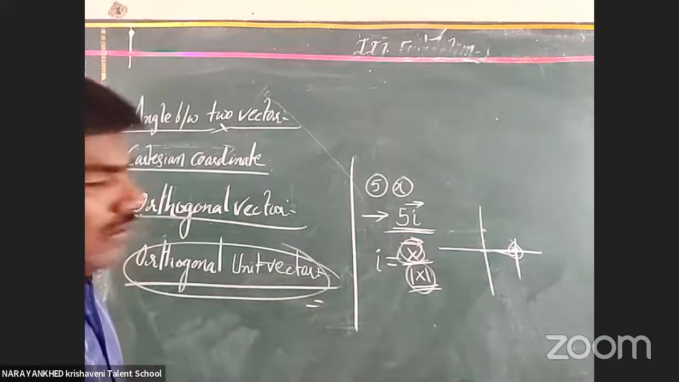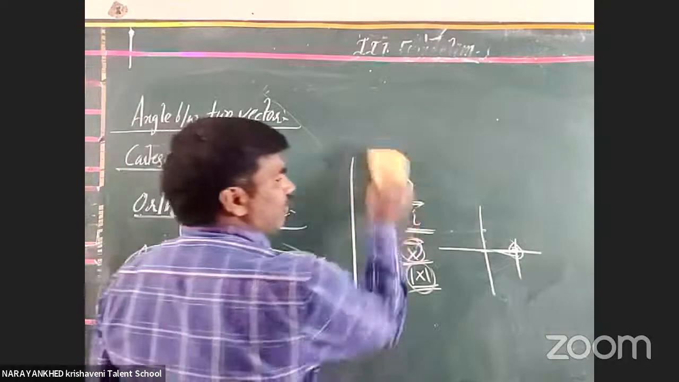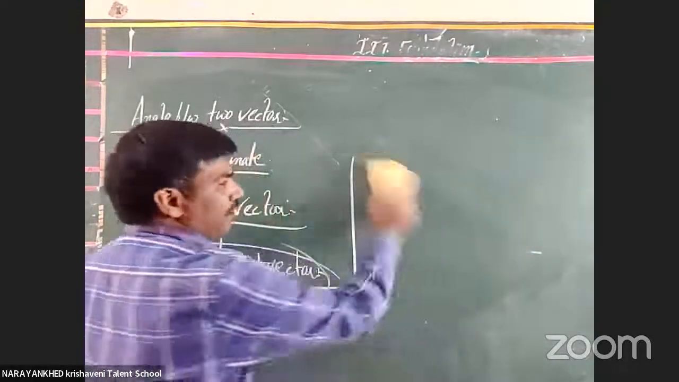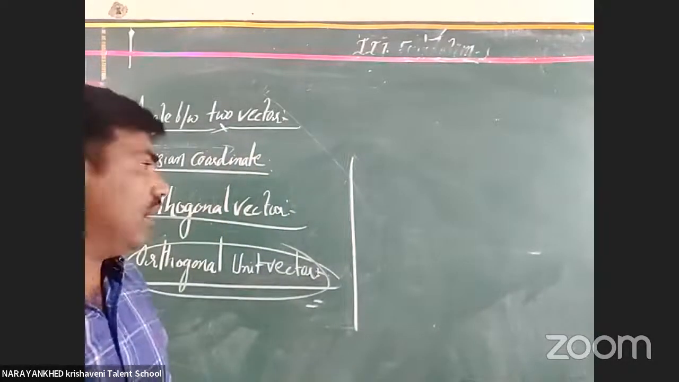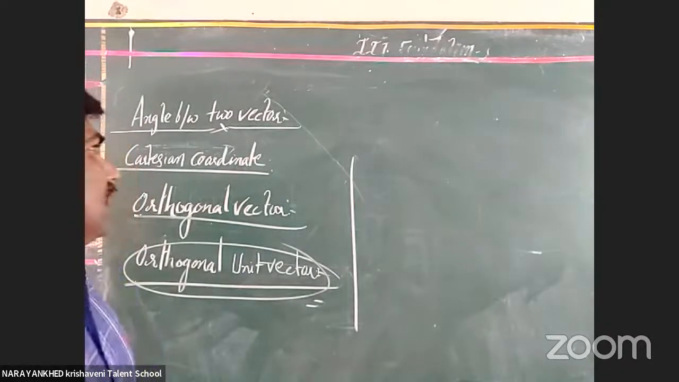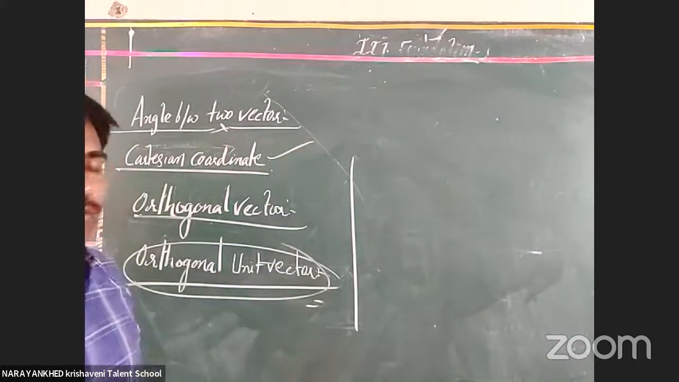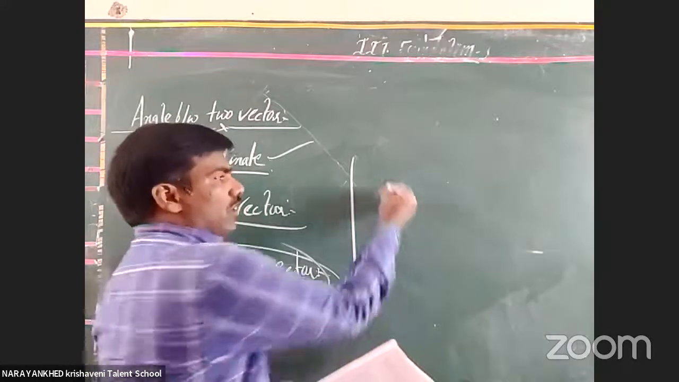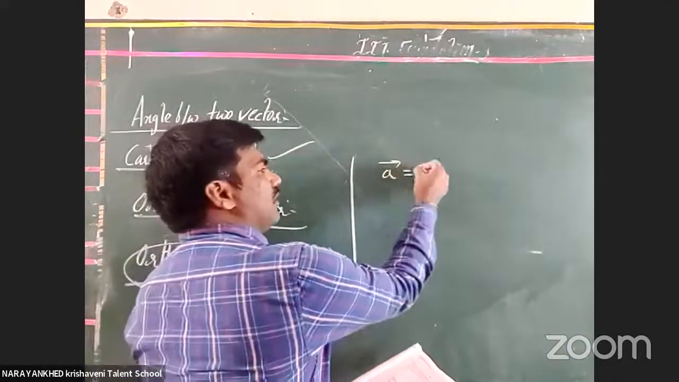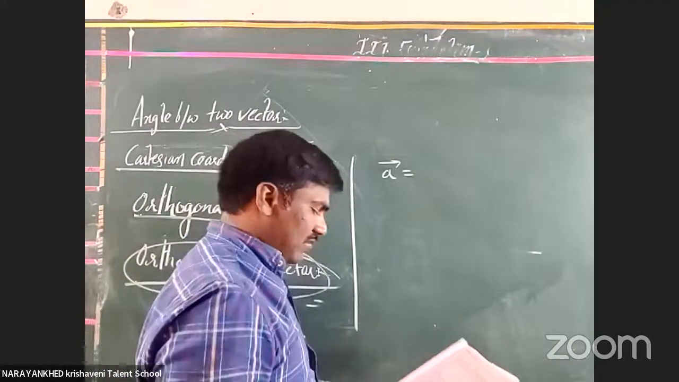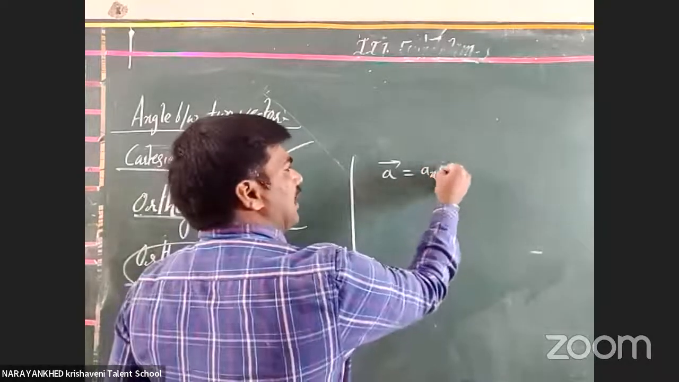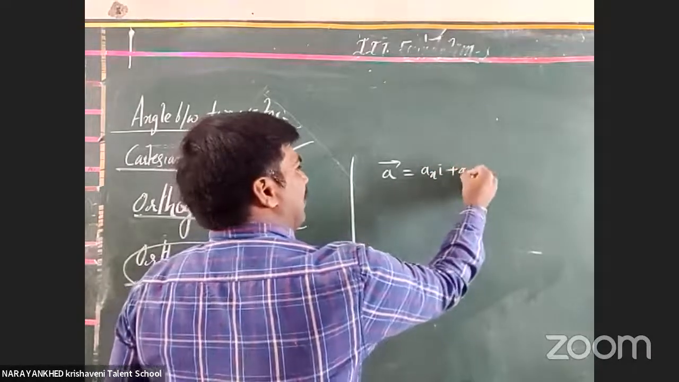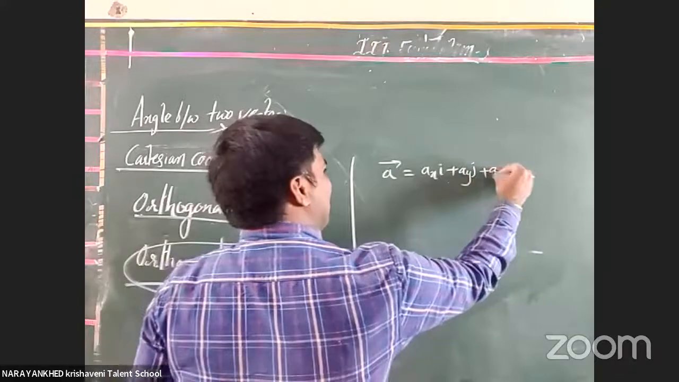Got it? Then how do we find the magnitude of a vector when the vector is given in Cartesian coordinate form? How do we represent a Cartesian coordinate based vector? A is taken as AX i plus AY j plus AZ k.